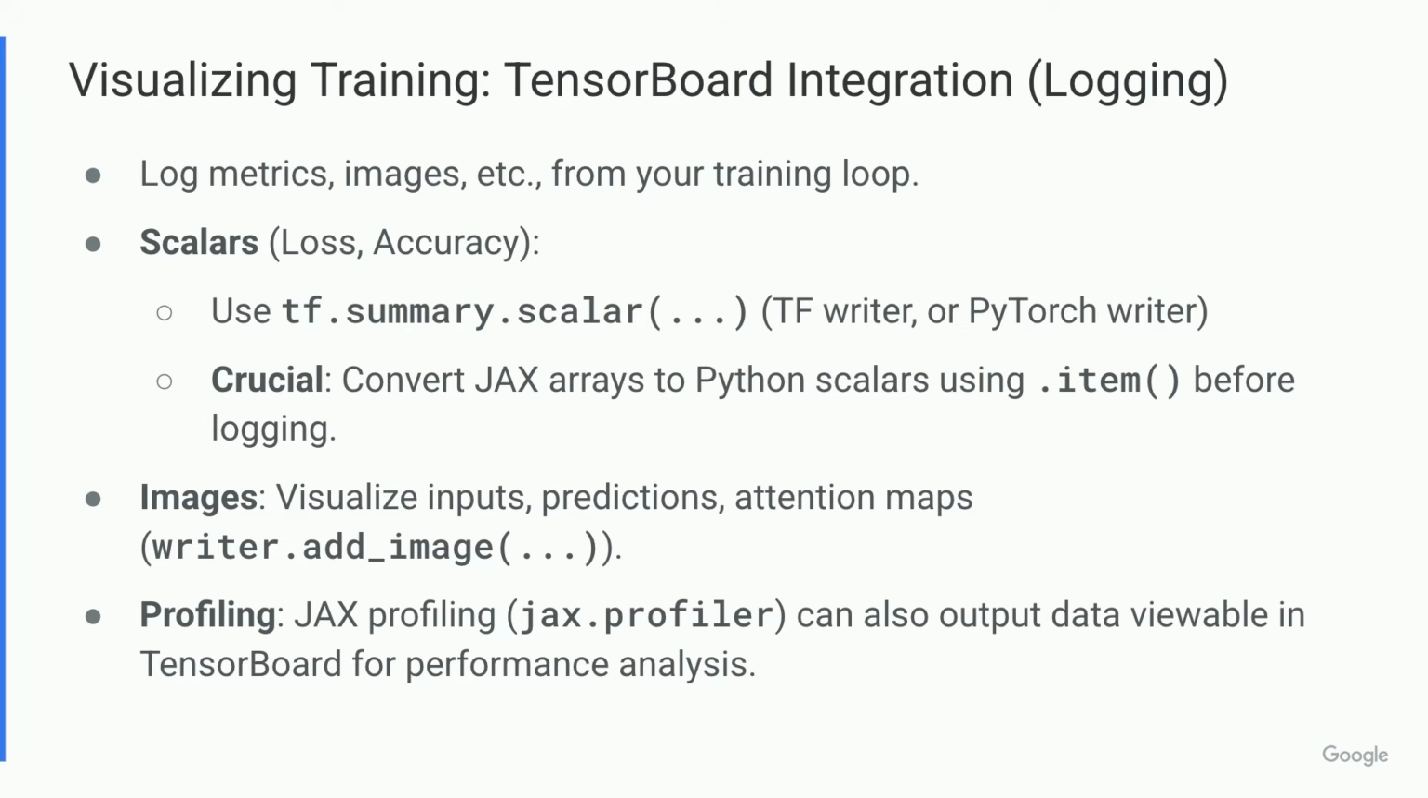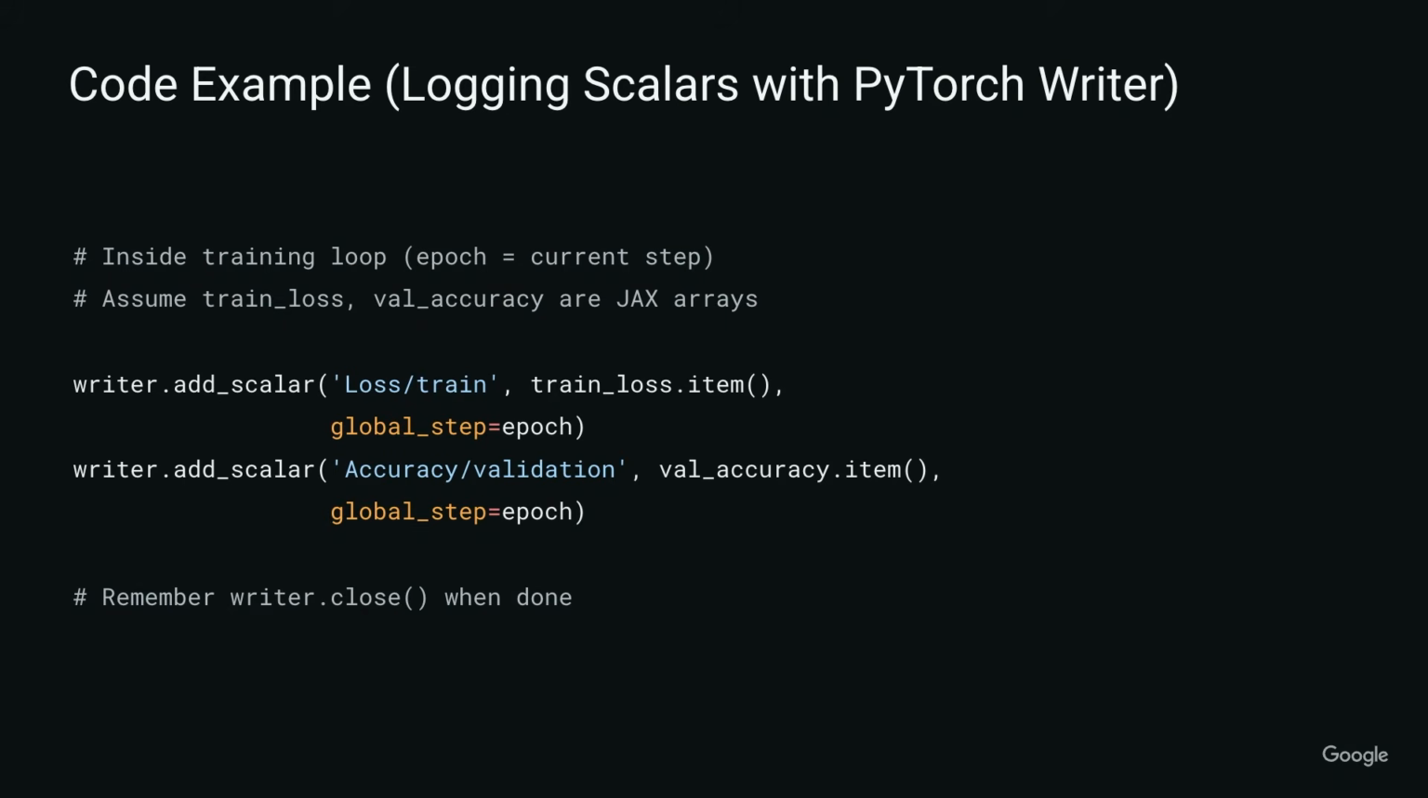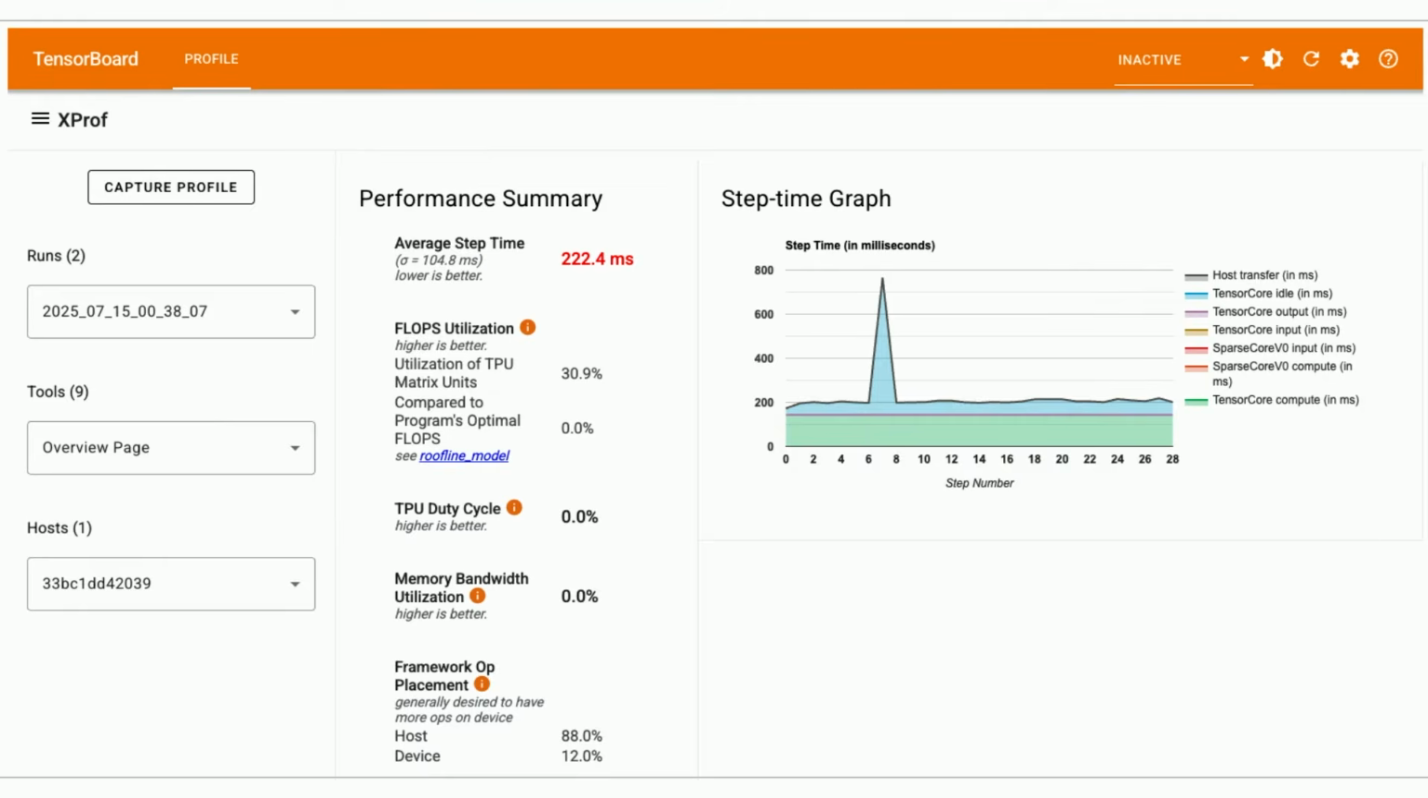JAX also has profiling tools that can integrate with TensorBoard to help diagnose performance bottlenecks. Here's some example code for logging scalars, in this case with a PyTorch writer. In this screenshot from the tutorial, which is linked in the code exercise, we show the XProf profiler running in TensorBoard.